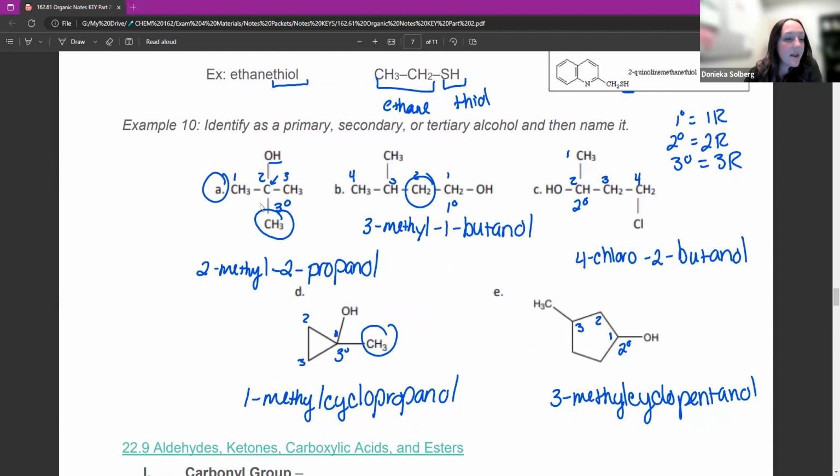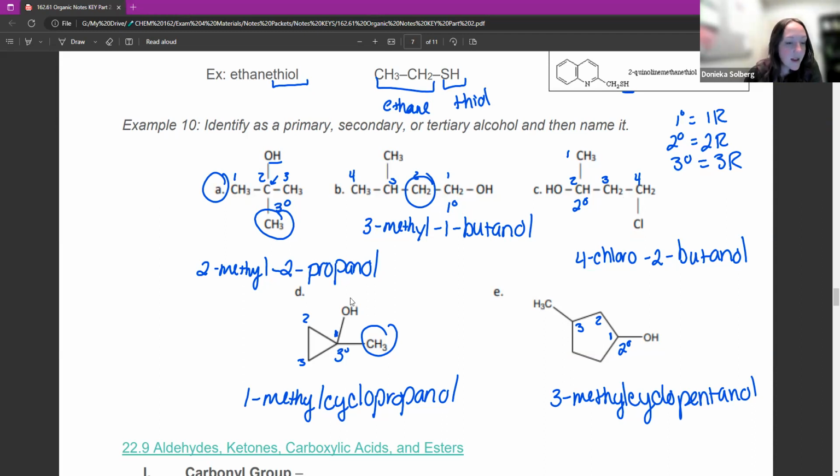Okay, so for part A, I'm looking at this carbon. It has 1, 2, 3 carbons attached to the carbon with the oxygen. So this is a tertiary. B would be this carbon has 1, 2 attached to it. Oh, sorry, I'm looking at the carbon with the hydroxide on it. This carbon is the one with the hydroxide on it. This is only bonded to 1 other carbon, so this is a primary. The carbon bonded to the alcohol over here has 1, 2 carbons on it, so it's a secondary.